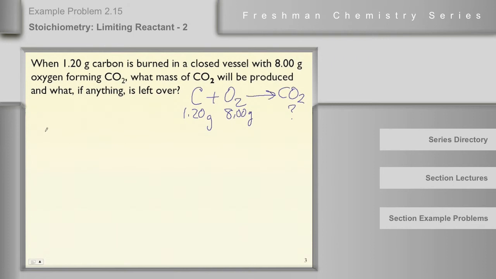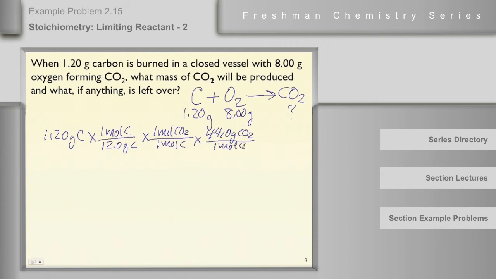So we're going to do 1.20 grams of carbon times 1 mole of carbon per 12.0 grams of carbon times 1 mole of CO2 per 1 mole of carbon times, now I want to do moles of CO2 to mass of CO2. So that takes the molar mass of CO2, which is 12 and 32 is 44, 44.0 grams of CO2 in 1 mole of CO2.